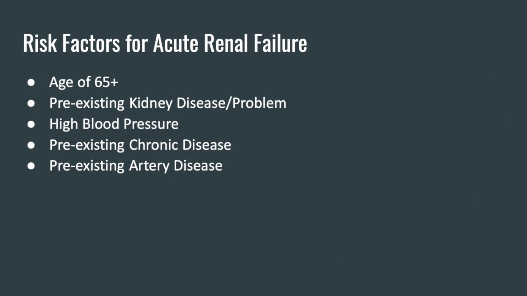There are also risk factors for acute renal failure, such as an age of 65 plus, a pre-existing kidney disease or problem, high blood pressure, a pre-existing chronic disease like heart disease, liver disease, or diabetes, and finally, a pre-existing artery disease that causes a shortage of blood flow to the extremities.